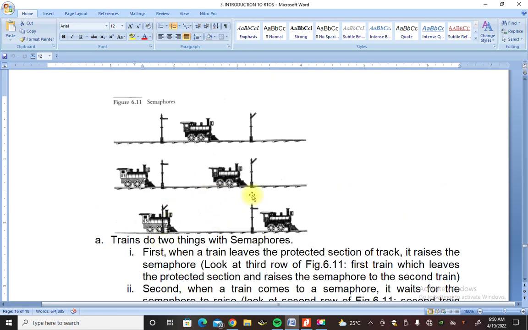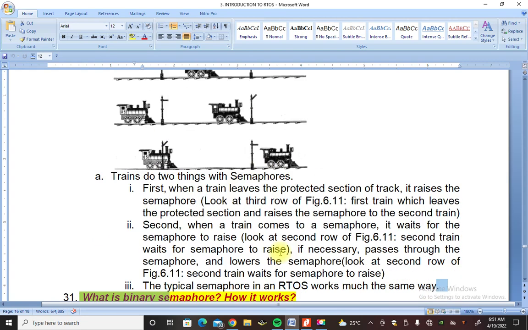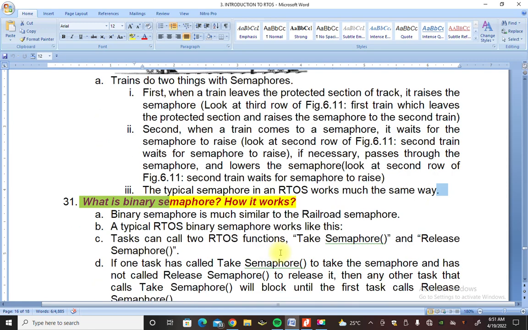This is the protected region. Whenever the first train crosses this protected region, only then will it open the semaphore. When this train crosses the next protected region, only then will it open the semaphore, and it goes on. So a semaphore is a signaling device which prevents the collision of trains. That is understood very clearly with this example, right?